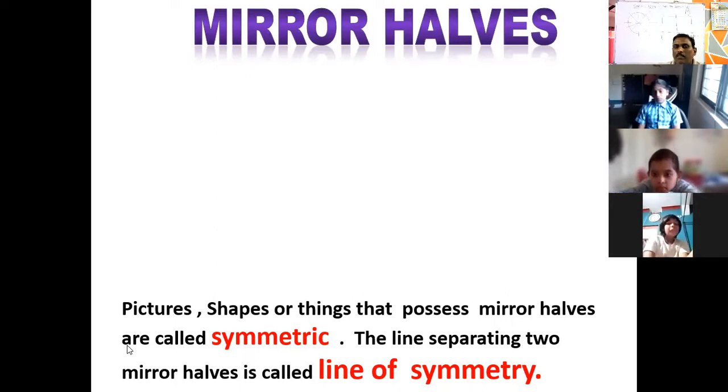M is having vertical. N is having nothing. O is having both. P is not having. Q is not having. R is not having. J, K, L, they don't have any symmetry.